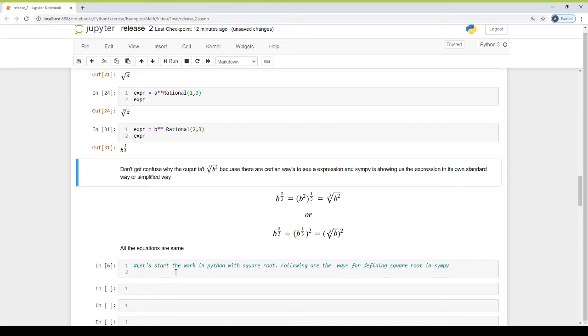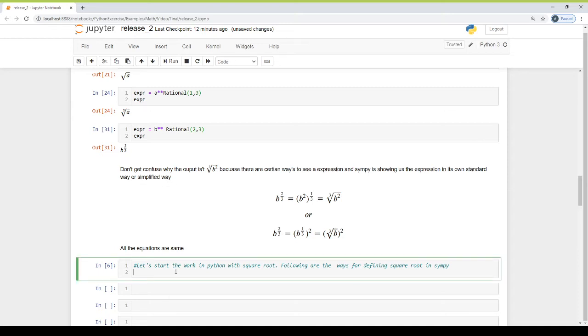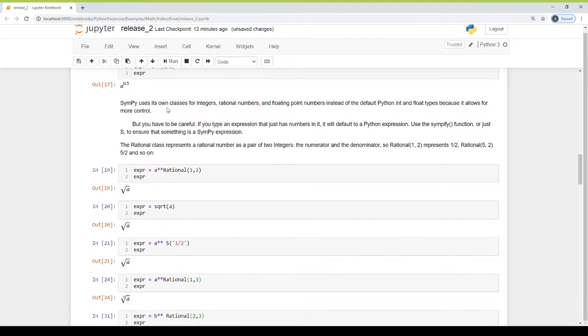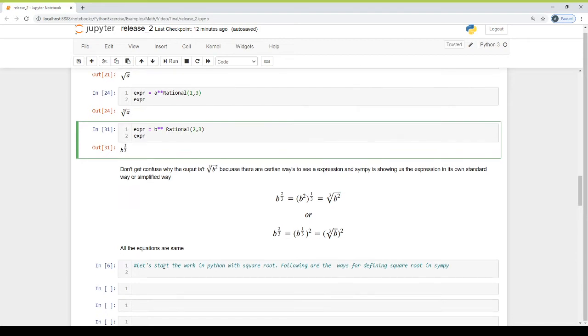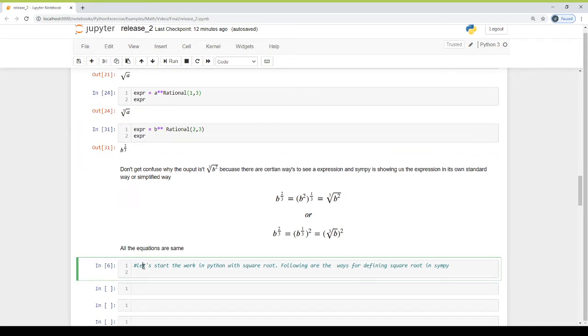So SymPy is simply showing us in a simplified way, that is b raised to power 2 by 3. Let's start the work in Python with square root. Following are the ways of defining roots in SymPy, that is rational 1 comma 2 square root, 1 by 2, and we can also write rational 2 comma 3 in different ways, but this is the most simplified way. Expression is equal to b double strike rational 2 by 3, and you print the expression, it will come b raised to power 2 by 3.